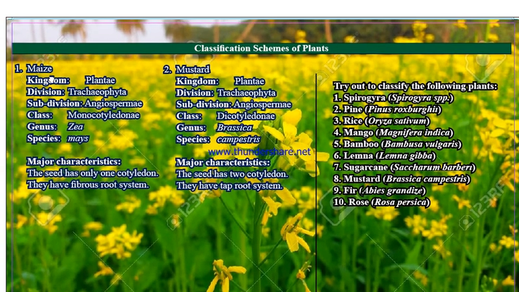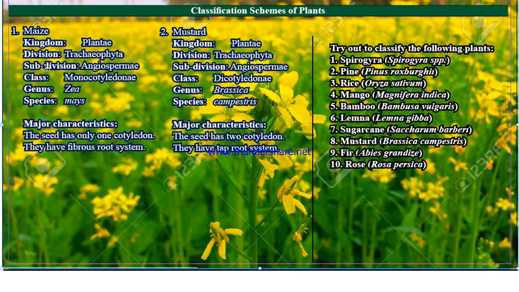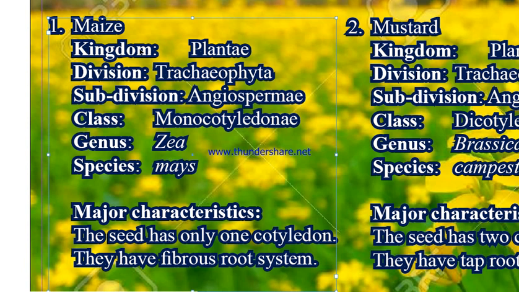So why did we study all this scheme? That is to classify the plants. Classify means to provide specific designation for the plant. Okay, I'll give you an example. Maize. First of all, maize. Maize belongs to kingdom Plantae, and kingdom Plantae has how many divisions?